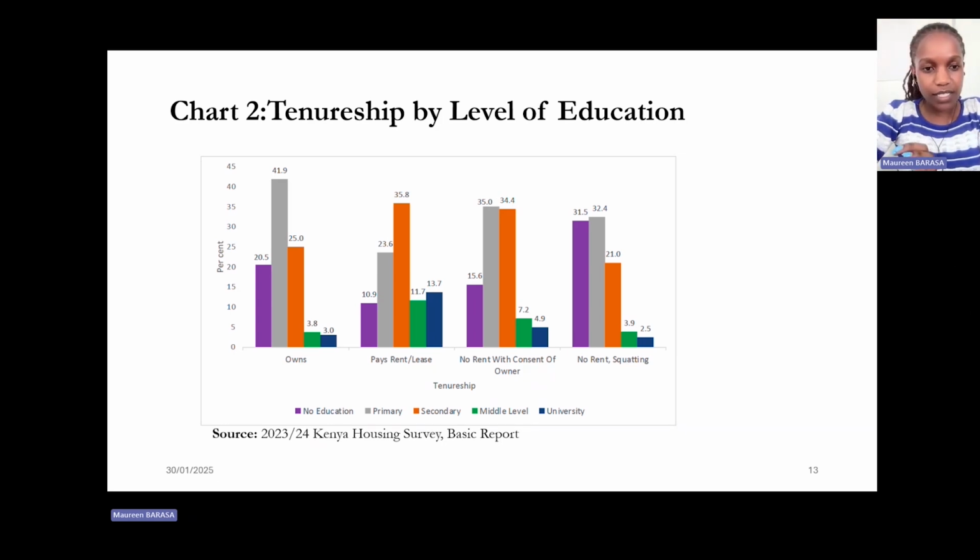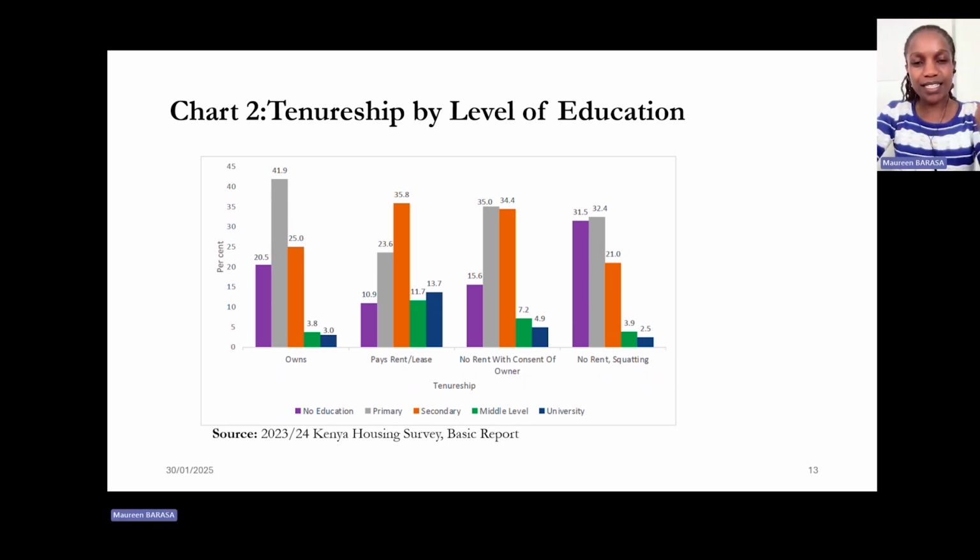So for the university level, the most dominant form of tenureship is paying rent or leasing. This just shows a form of economic activity that they might be doing that enables them to earn an income and pay rent. And they're also involved in squatting because of the unemployment factor that plays in, whereby they're not able to pay rent and they become squatters.